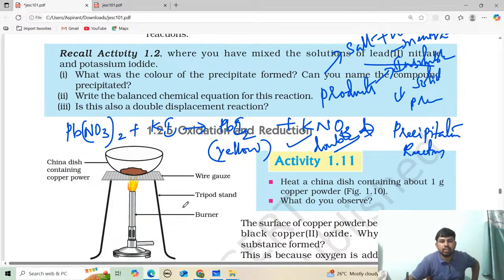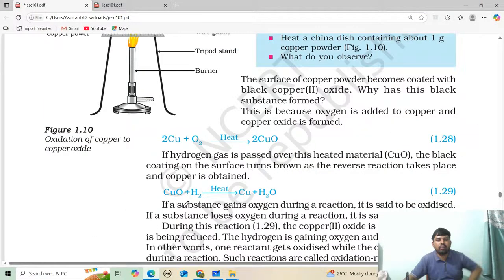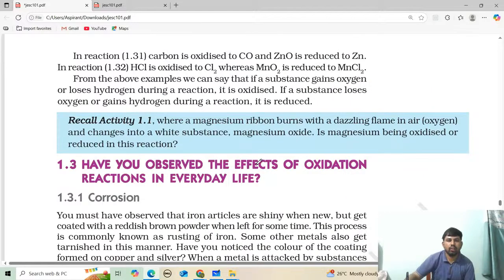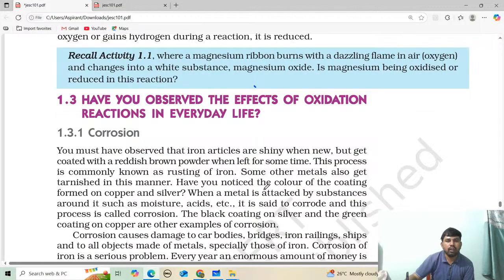Now see next, after this we still have some other questions. Where magnesium burns, we call it an activity. This one activity they are asking: the magnesium ribbon burns with a dazzling flame in the air and changes into a white substance, magnesium oxide. Is the magnesium being oxidized or reduced? So what is the answer?